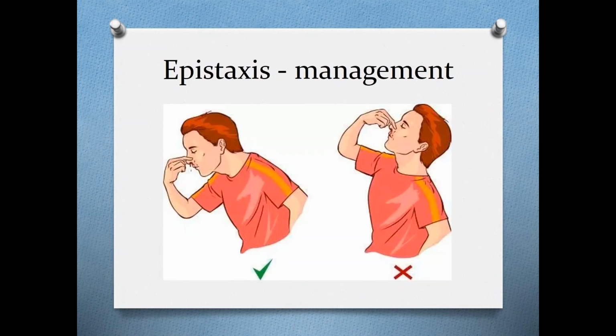I always tell my patients what position to sit in to try and control the bleeding at home. And of course, the red cross on the right hand side of the screen is not the best way, because then the blood trickles down the back of the throat. Patients will cough, let go of the pressure, and then it's just a cycle of inadequate pressure and the bleeding keeps going.